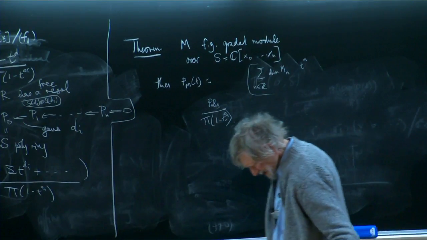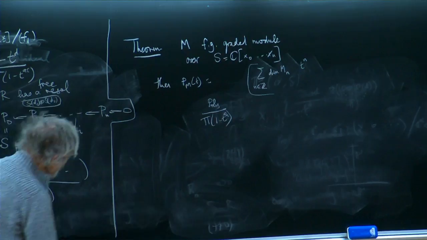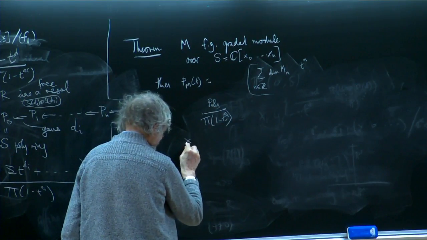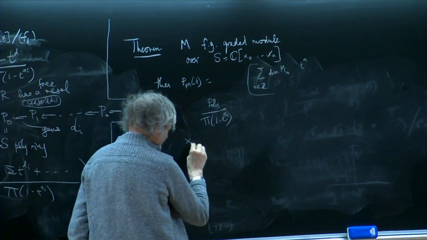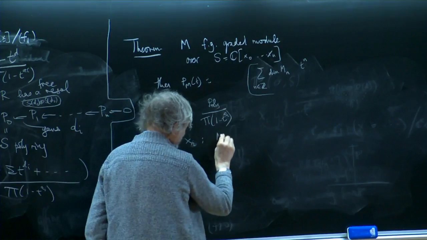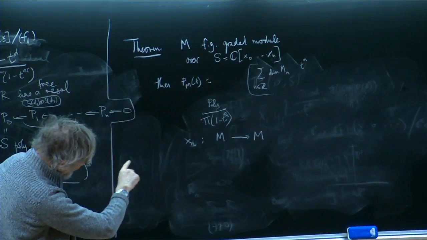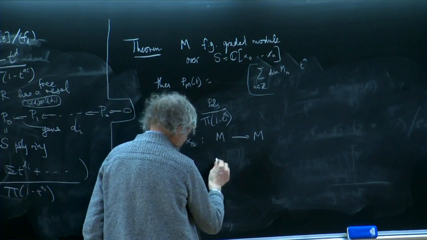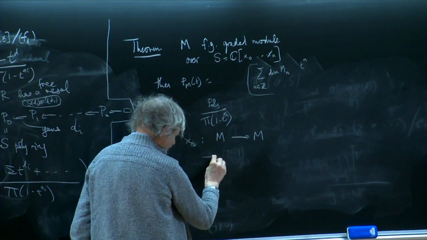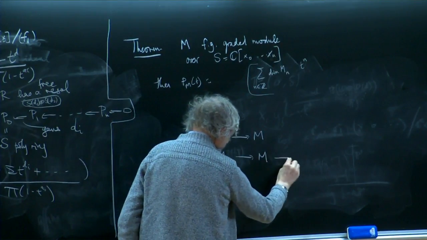Combinatorialists, or commutative algebraists, were doing this in the 1950s. Just think about x_i. Let me take the last one, x_n, from M to M. This is multiplication by x_n, and so this has a kernel and a cokernel.